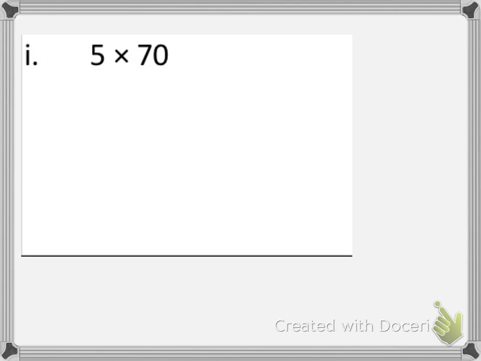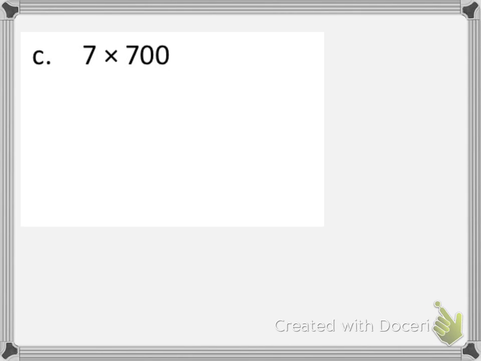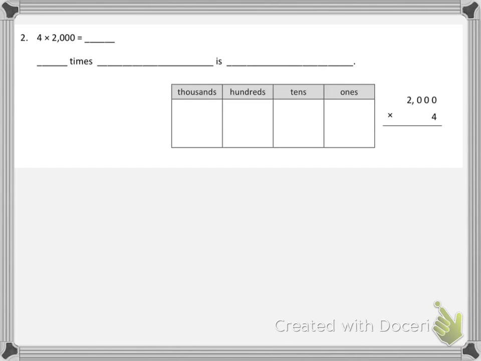Next problem. 5 times 70 equals. 7 times 700 equals what? 4 times 2,000. Let's see if we can complete that statement up there. 2,000 times 4.